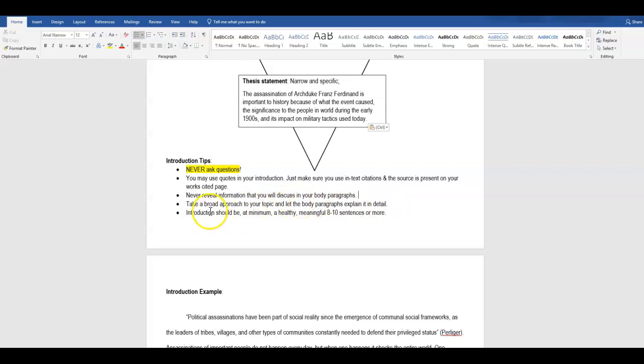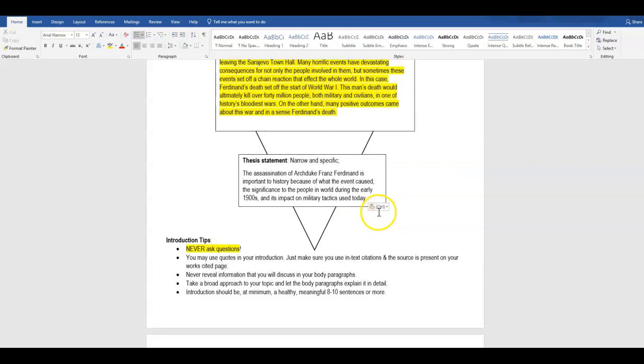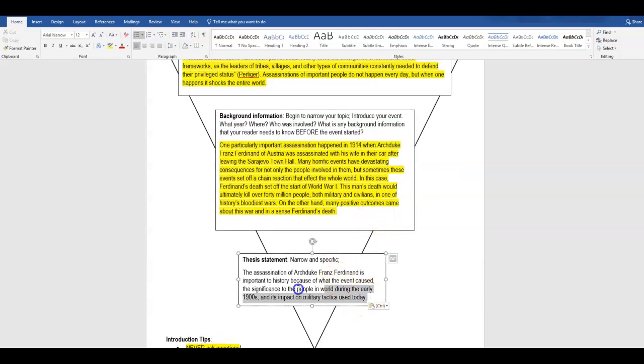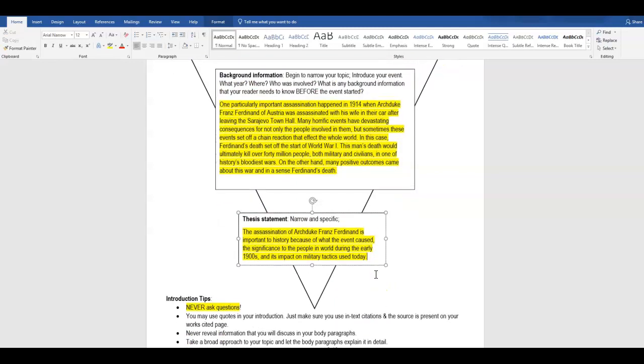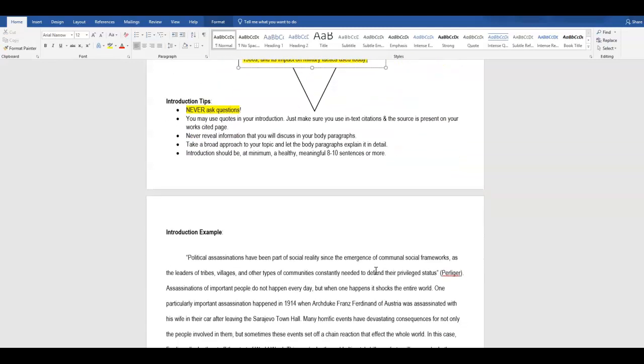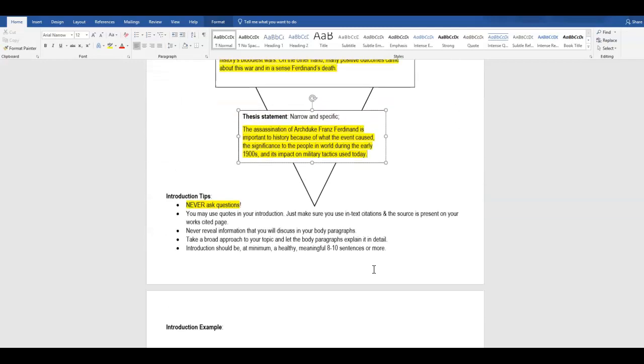Again, your introduction should be, at minimum, a healthy, meaningful 8 to 10 sentences or more. If you have any questions about how to write the introduction, please let me know. We will be going over this in class if you're in person. If you're online, you can email me and we can go over it together.